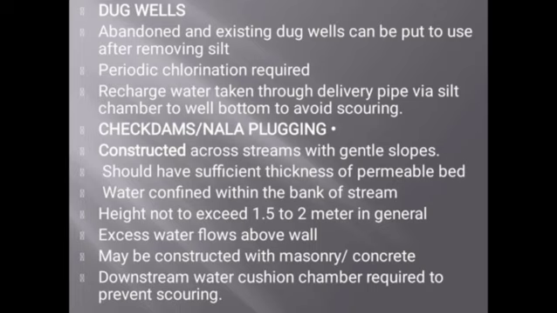Next one, check dam and nulla plugging. Constructed across streams with gentle slope, it should have sufficient thickness of permeable bed. Water is confined within the banks of the stream. Height not to exceed 1.5 to 2 meters in general. The excess water flow above the wall may be handled with masonry concrete. A downstream water cushion chamber is required to prevent scouring.